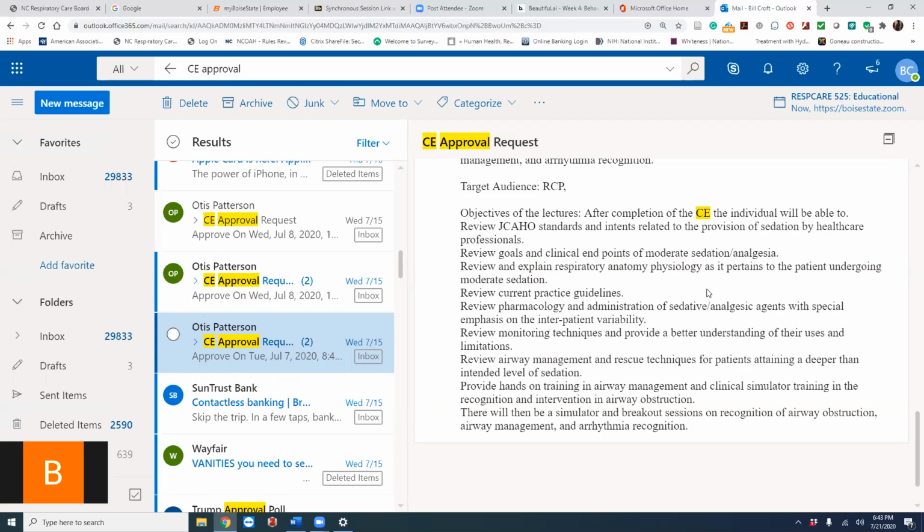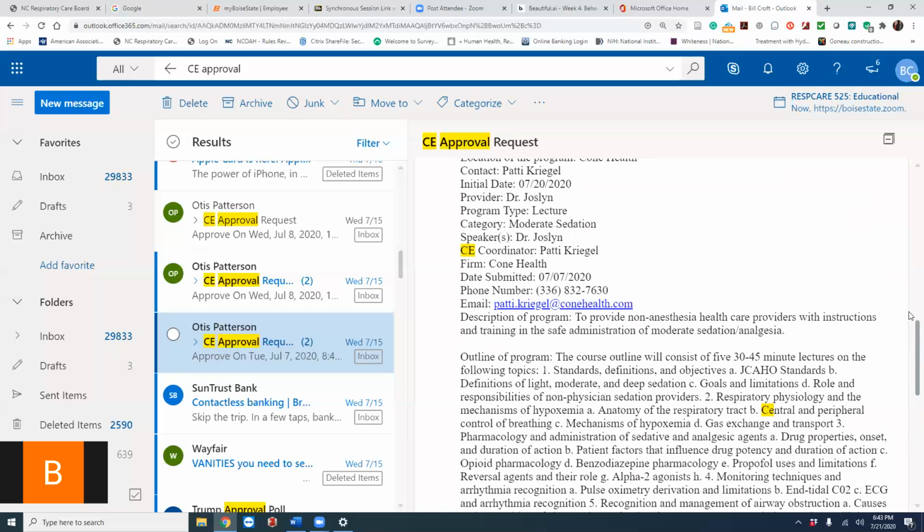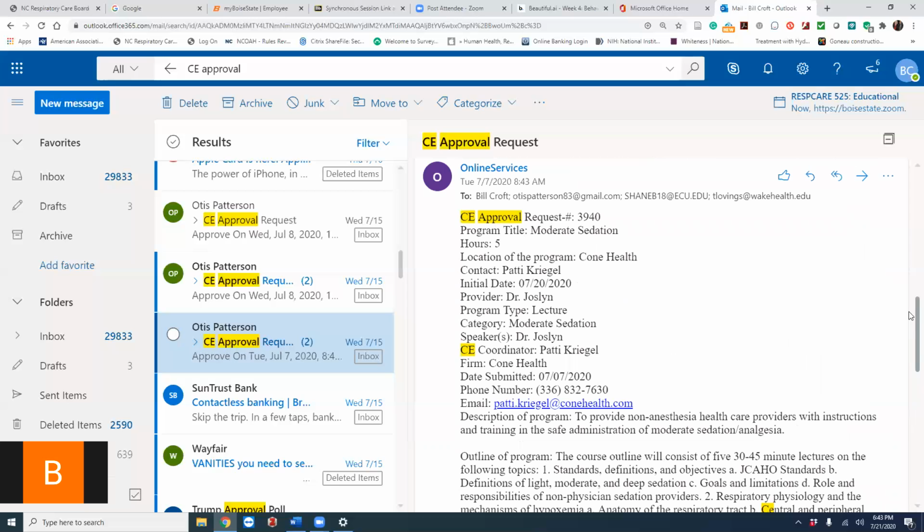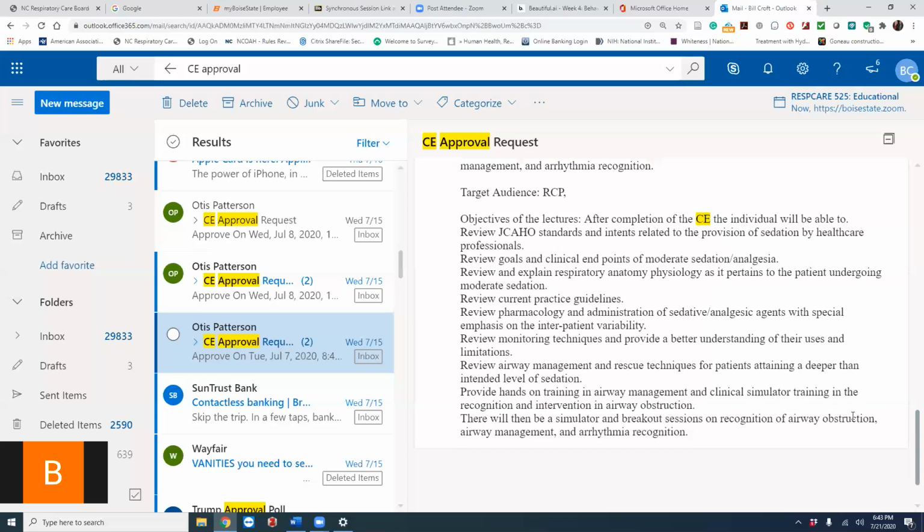But when you read it, is the individual will be able to review? How long does that take? So for example, Patty is always good at doing these things, but 5 hours is the request for moderate sedation, all right? I haven't responded to this yet because the committee just approved it, but as I look at it, I wanna go back and ask her some questions.